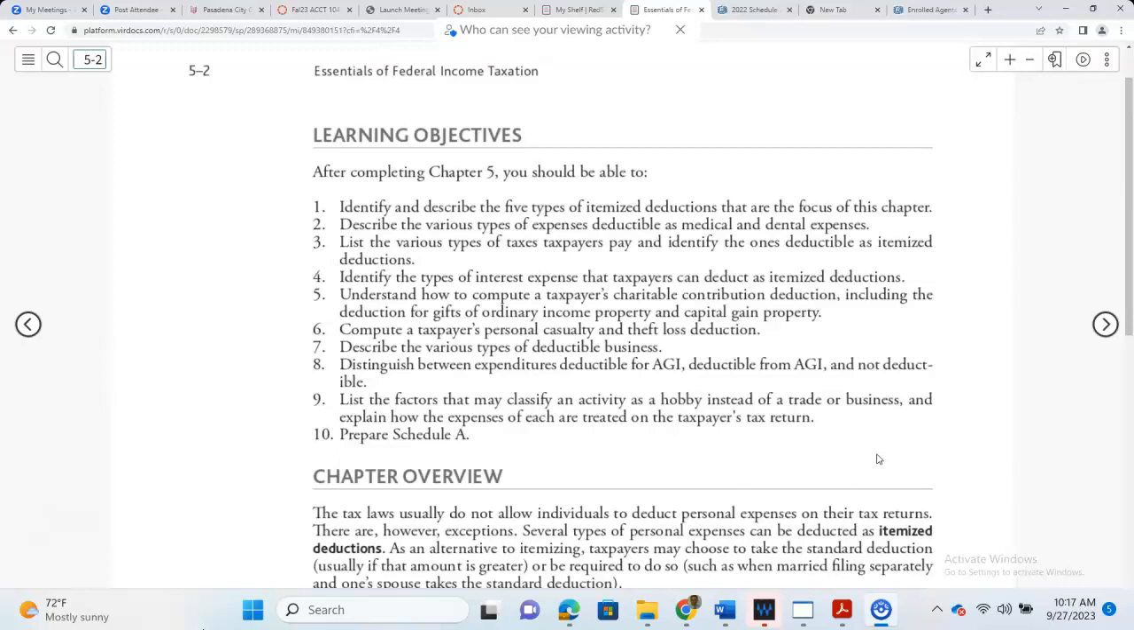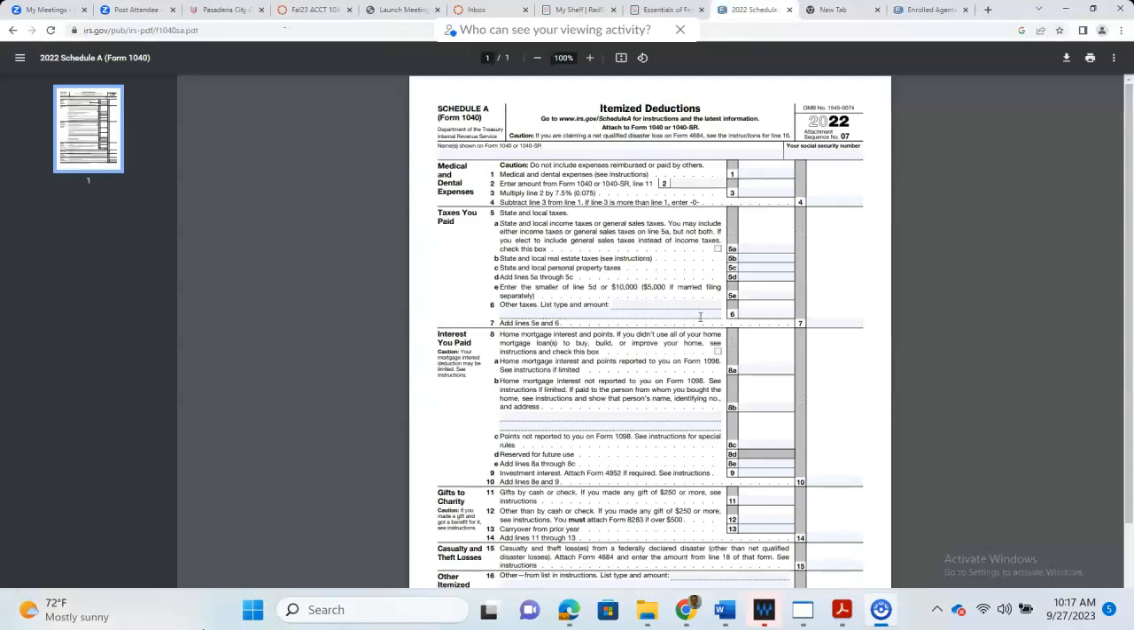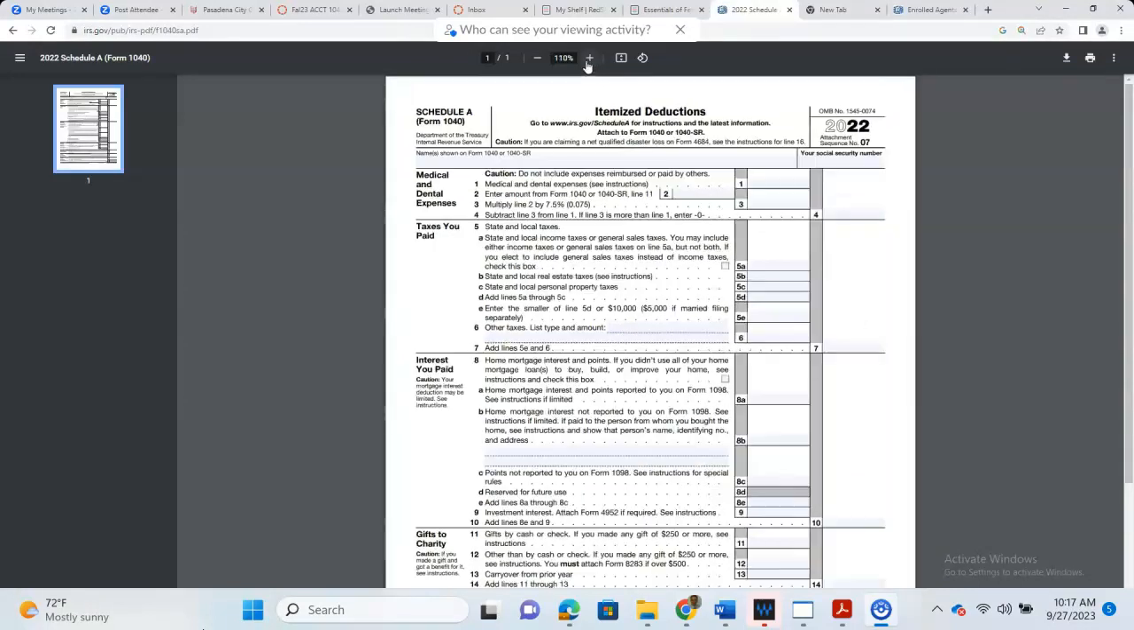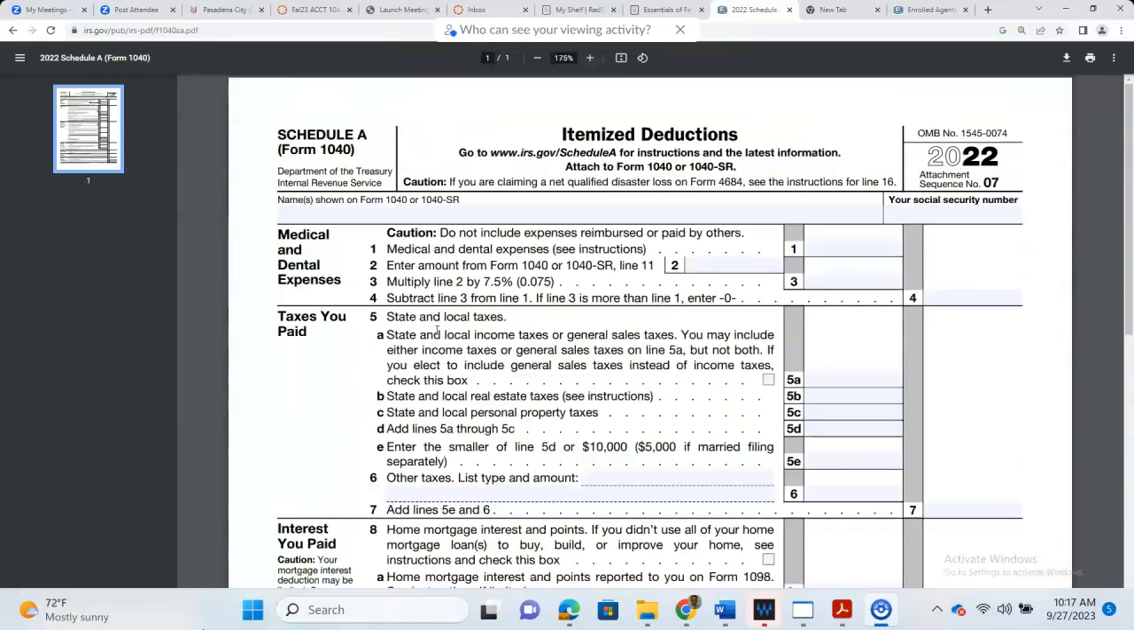So in itemized deduction, we're going to see what's inside Schedule A. Here is a picture of Schedule A from top to bottom. So let's just look at it before we continue. As you see in Schedule A, you have the taxpayer name at the top with the social security number of the taxpayer. And then we have the medical expenses.